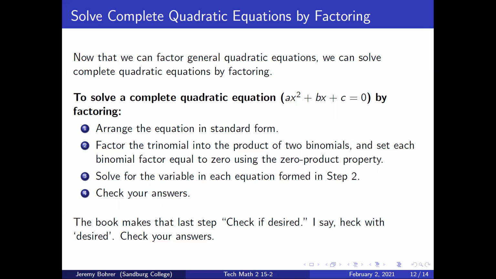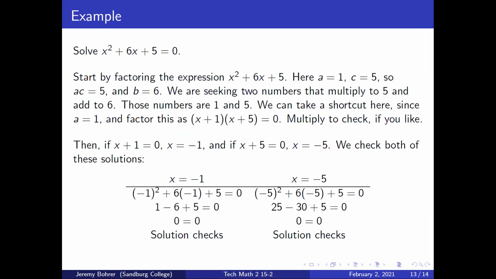The book makes that last step check if desired. I say heck with desired. Check your answers. For example, solve x squared plus 6x plus 5 equals 0.